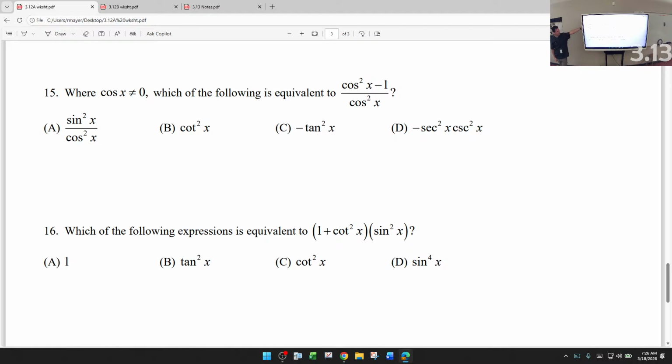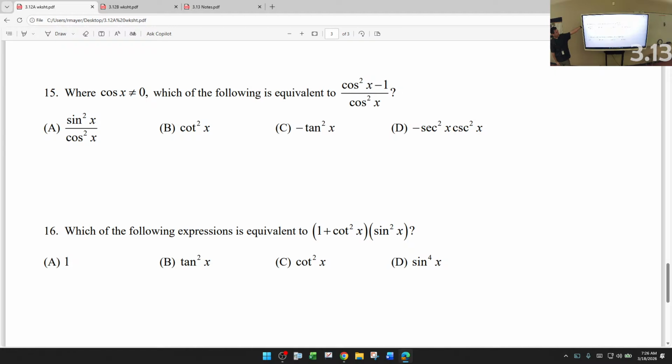I like how they threw in cosine of x does not equal 0. I'm sure they threw that in because cosine x is in the denominator. Don't let that stuff confuse you. We have to know that cosine x is not 0 because that would put 0 in the denominator, and that's always bad. So they want which of the following is equivalent to this?